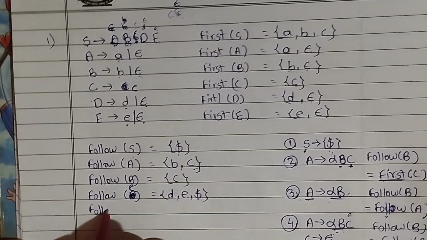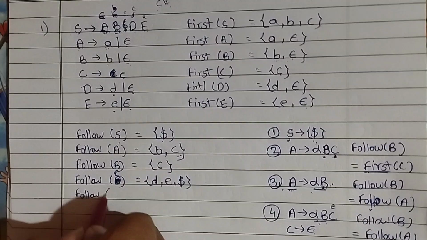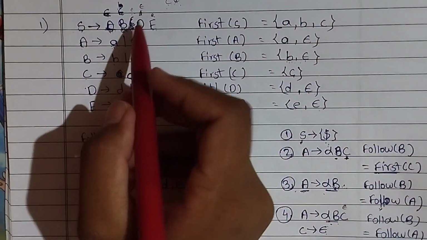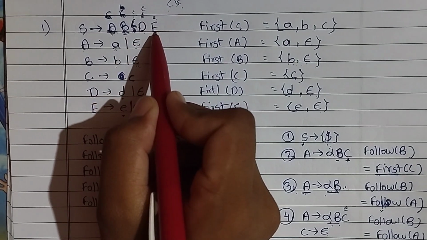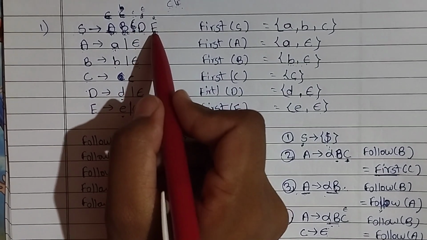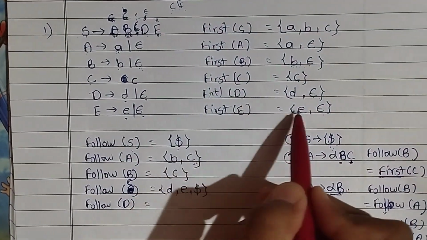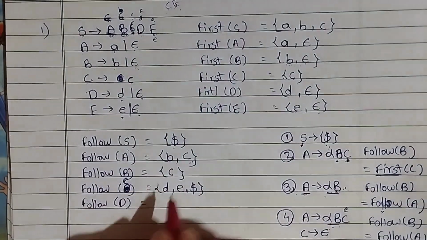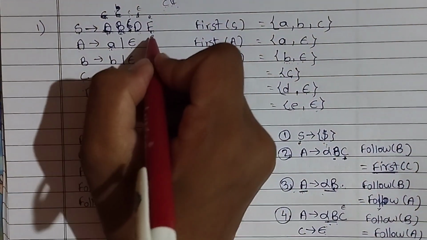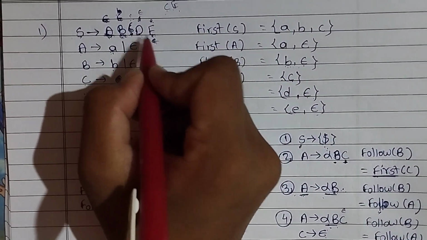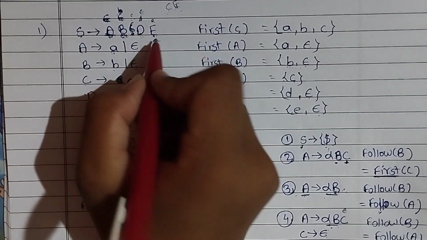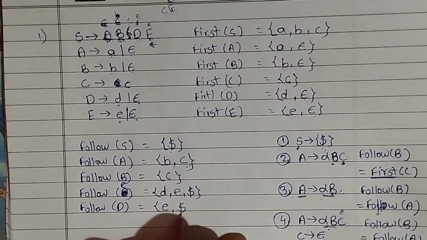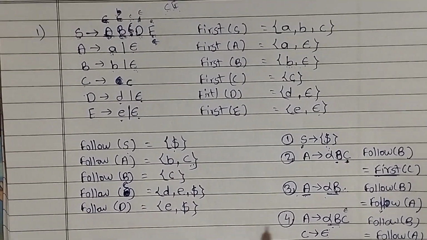Now follow of D. Where D is present here, D is followed by capital E. Capital E is a non-terminal. Find out the first of E. First of E is small e and null. Consider the first time small e, so D is followed by small e. Second time null, D is followed by null. If a non-terminal is followed by null, then find out the follow of S. Follow of S is nothing but dollar. Consider that dollar.